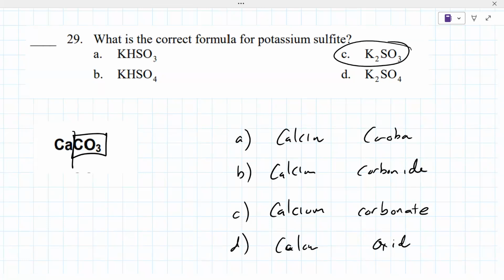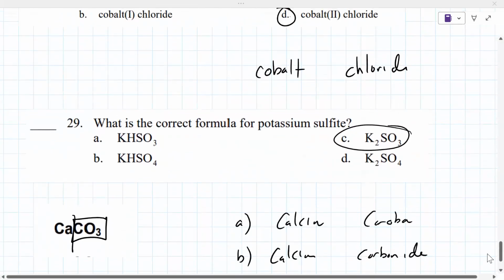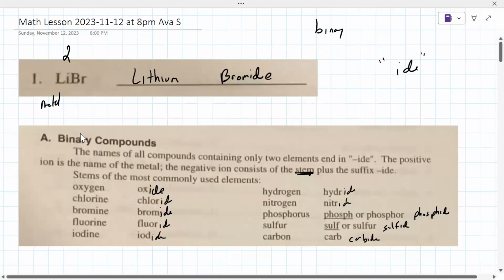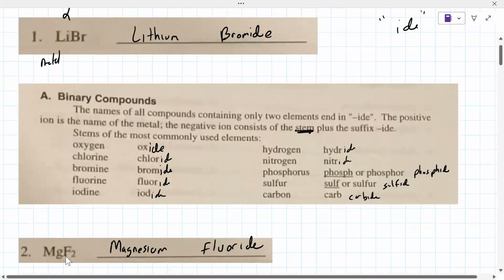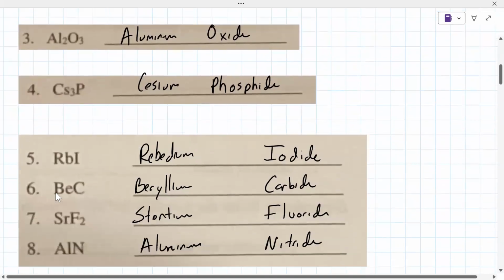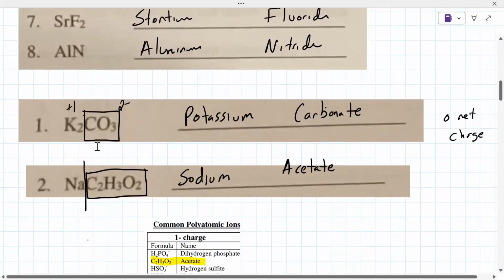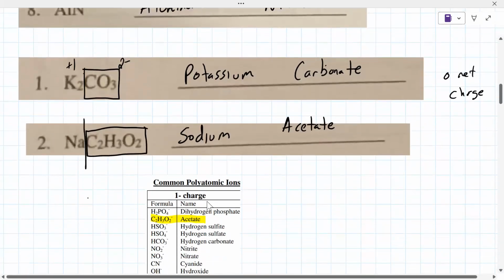Not really. That's pretty much it. Okay. Do you feel like you understand the difference between the two on your worksheet? The first grouping where you had binary compounds, which were just two elements. That's where you put the ides on the end. And then the other grouping was where you had to look at the polyatomic ion in that sheet we took a look at. Yeah, I definitely get it.